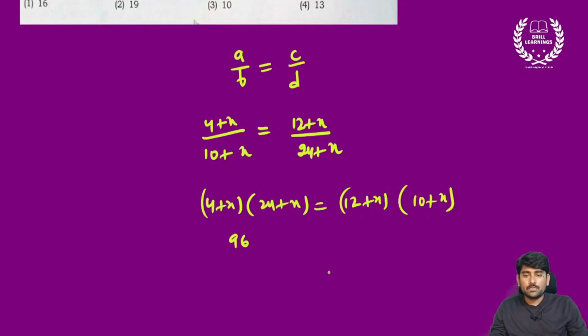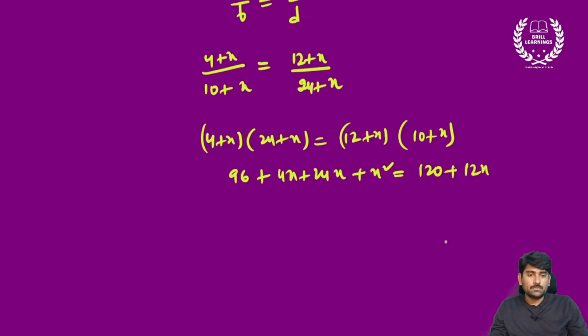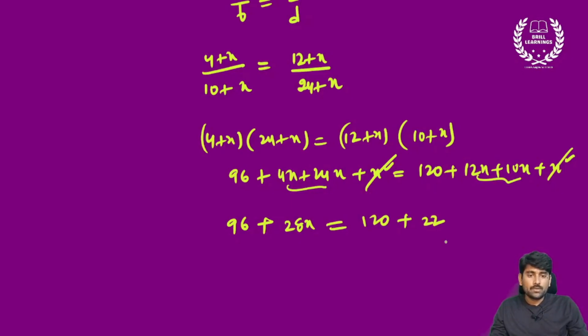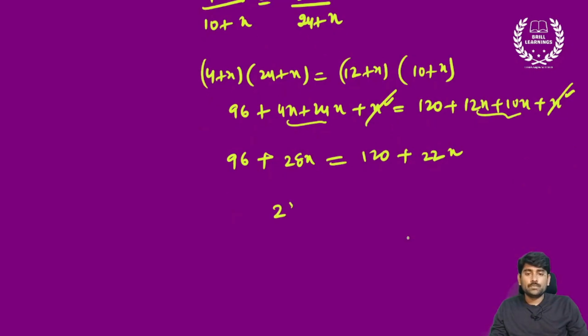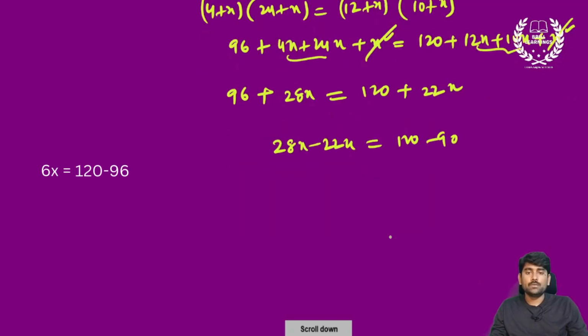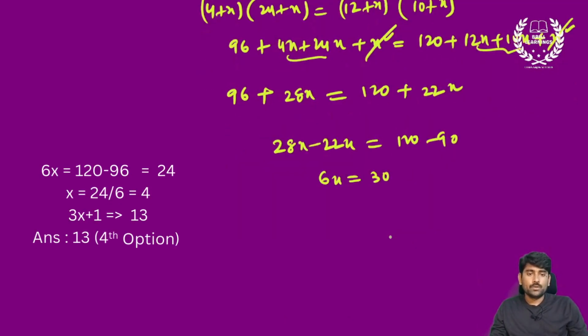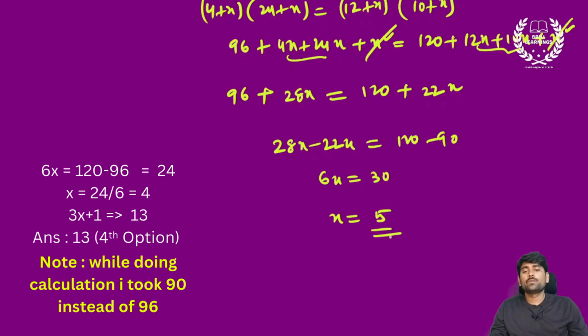Okay, 4 24s are 96. 4 into X, 4X plus 24X plus X square is equal to here 12 into 10, 120, and 12X plus 10X plus X square. This X square gets cancelled. Now add up these same terms. Here it is 28X plus 96 is equal to 120 plus 22X. Now bring these X values this side. 28X minus 22X, which is equal to 120 minus 96. Here it is 6X equal to 24, so X value is 4 here, right?